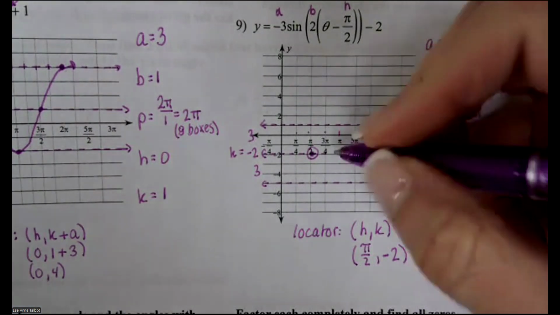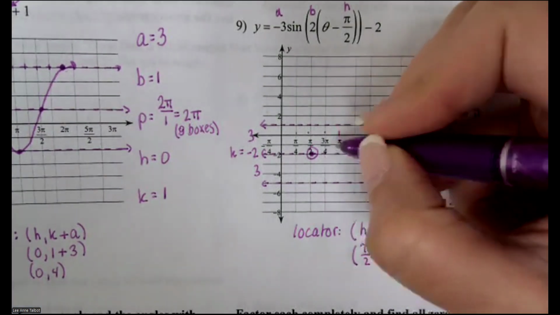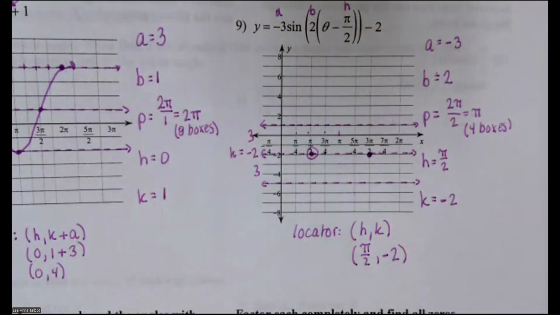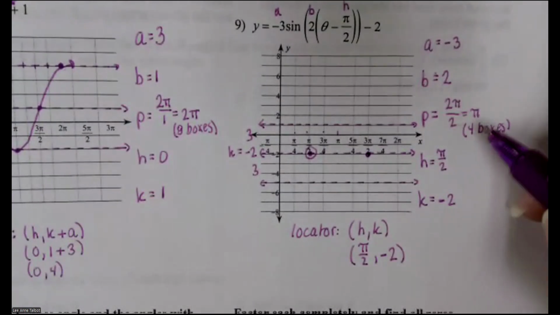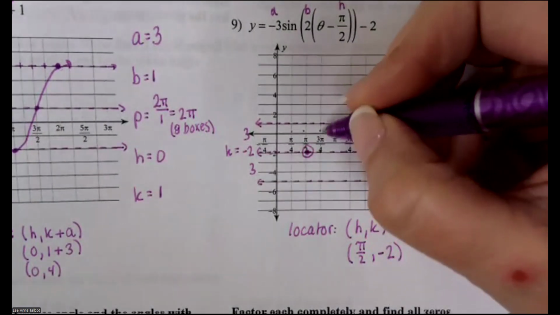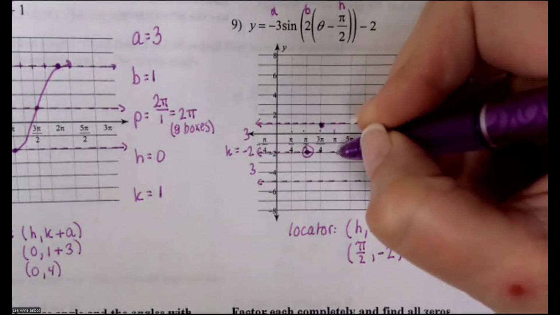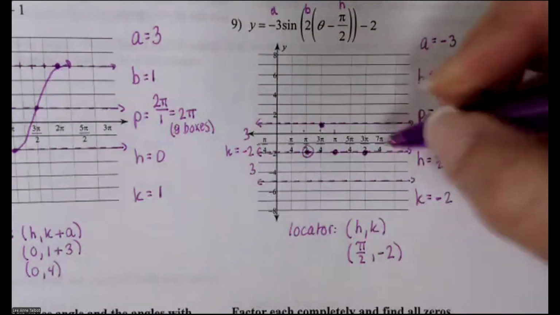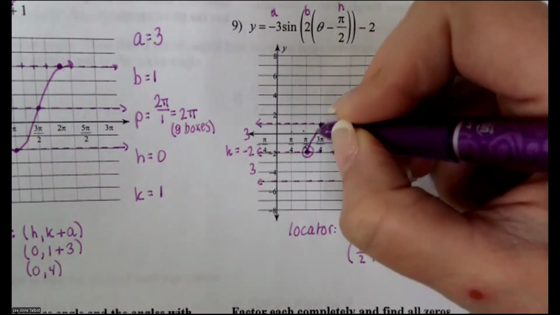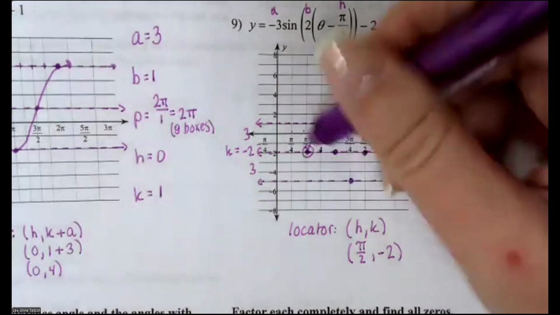And I'm going to end my wave 4 boxes away. 1, 2, 3, 4, because that's how long pi is on this graph paper. Okay, and now I've got to fit my whole sine wave inside these little 4 boxes. That means I'm going to go over 1 box to get to the top, over 1 box to get to the middle, over 1 box to get to the bottom. Oh, crap.